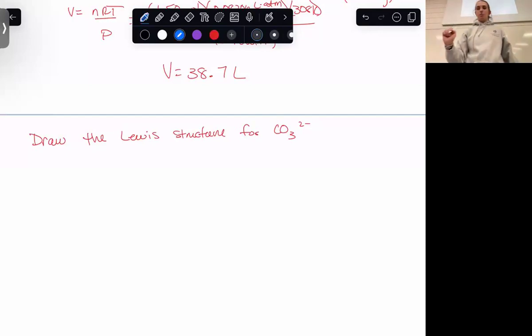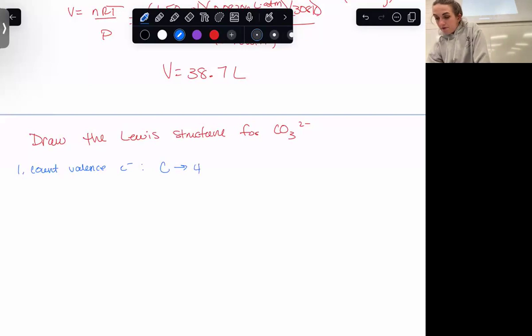So what would be our first step in trying to solve a Lewis structure? Yep, perfect, right? We want to count our valence electrons. So if we are going to count our valence electrons for CO3 2 minus, how many valence electrons does carbon have? It has 4, yep. How many does oxygen have? That's 6, yep. How many of those do we have? We have 3. And then is that all our valence electrons?